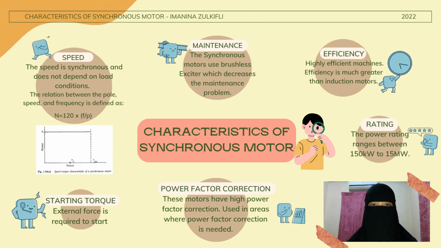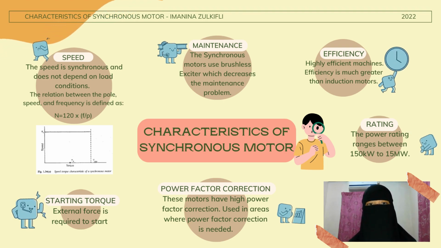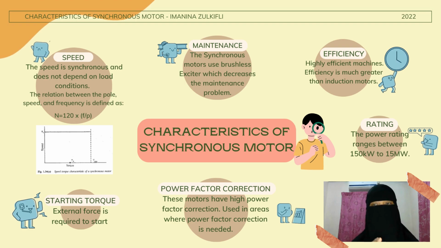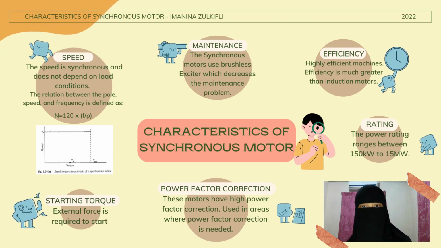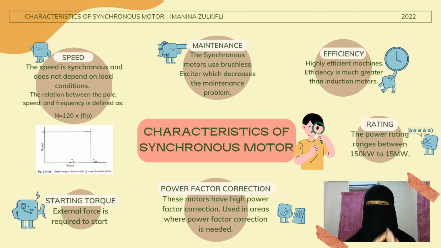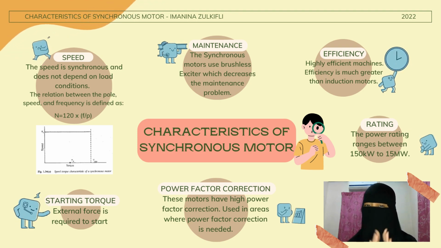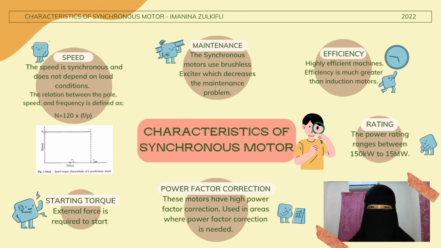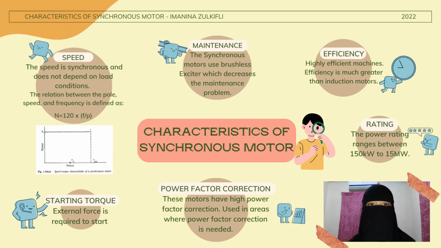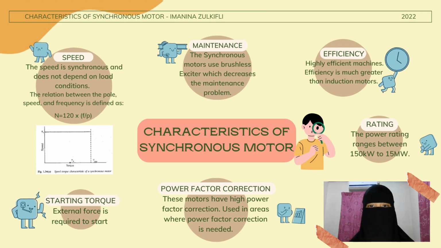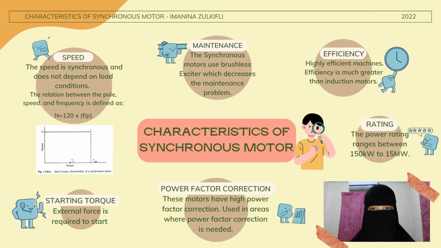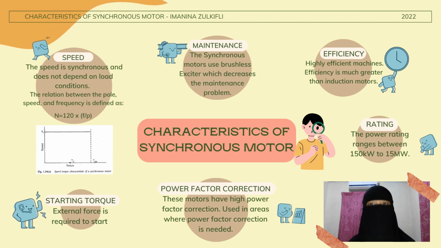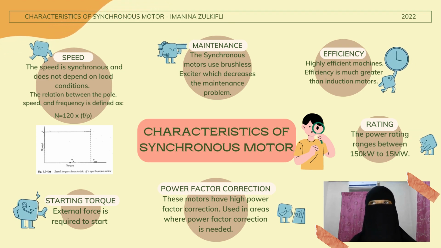Number 1, speed. The speed of the synchronous motor ranges between 150 rpm to 1800 rpm. The speed is synchronous and does not depend on load condition at all. Speed always remains constant from no load to full load, and the relation between the pole speed and frequency is defined as N equals 120 times F divided by P, where N is the speed of the motor in RPM, F is frequency, and P is the number of poles.